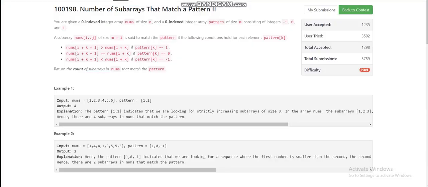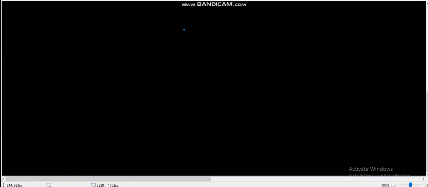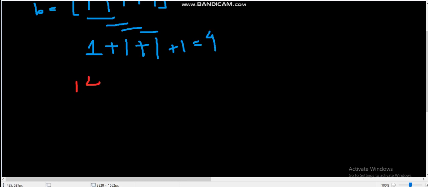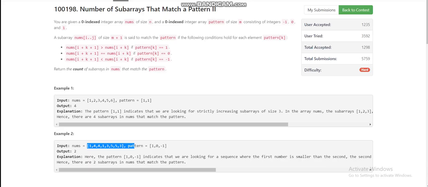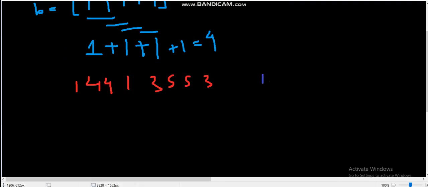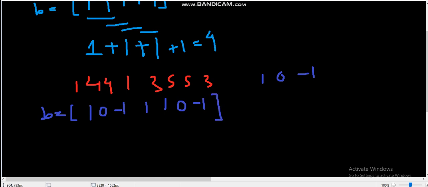So let's take another example: 1 4 4 1 3 5 5 3, and the pattern value is 1 0 -1. Let's construct the B array here. 4 is greater than 1, so the B value will be 1. 4 is equal to 4, so the B value will be 0. 1 is less than 4, so the value will be -1. 3 is greater than 1, so 1 again, then 1 again, then 0, and then -1. So this is our B array and this is our pattern array.